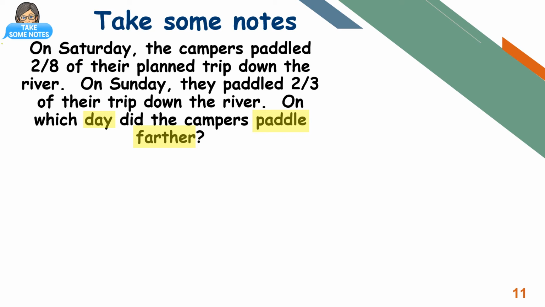Now let's read each sentence in the problem one at a time from the top down to determine what words will help us answer the question. On Saturday, the campers paddled 2/8 of their planned trip down the river. I would want to know that on Saturday, they paddled 2/8 of trip. And then on Sunday, they paddled 2/3 of their trip down the river. I want to highlight Sunday, paddled 2/3 of trip.